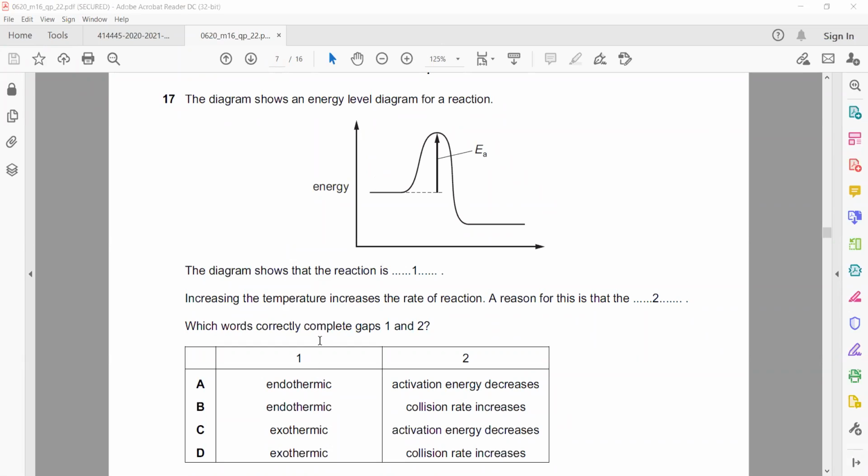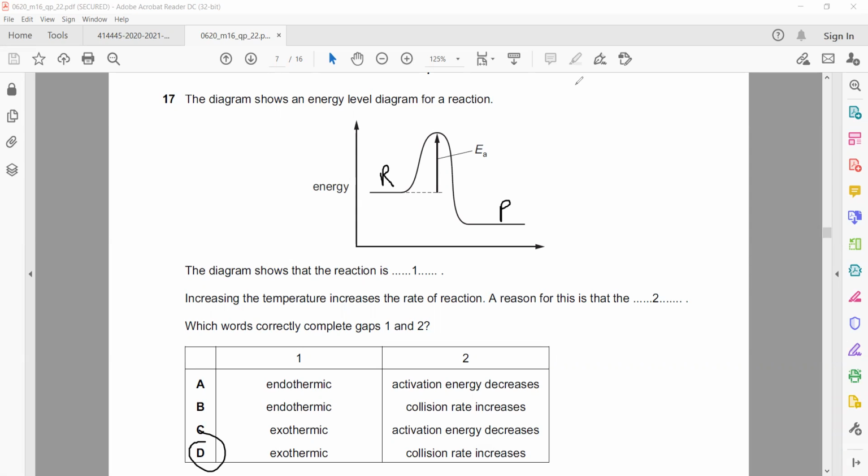First thing, reactant has more energy, product has less energy, so the reaction is exothermic. And when we increase the temperature, we increase the rate of collision. Particles will collide often. Why is it an exothermic reaction? Because reactant has high energy and the product has low energy. So compare energies. So this is the energy diagram for an exothermic reaction.